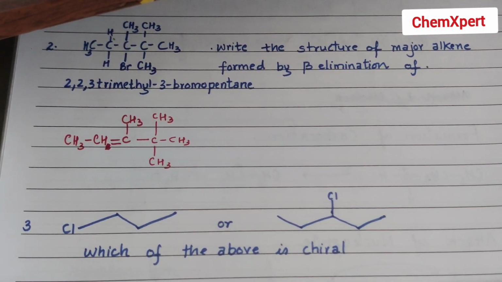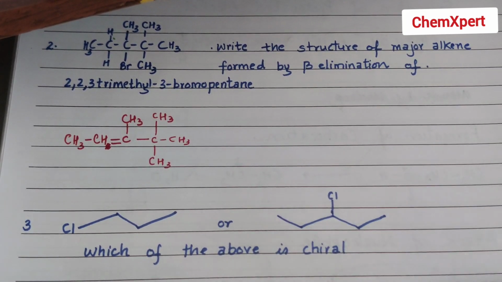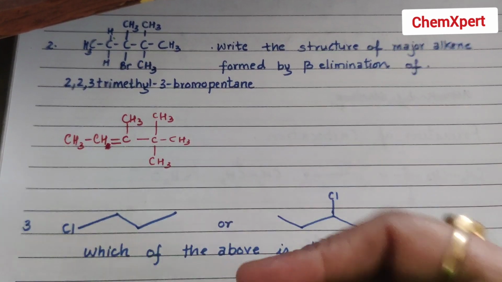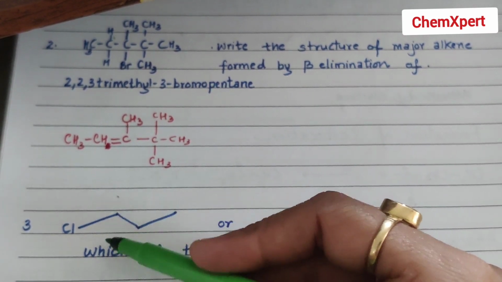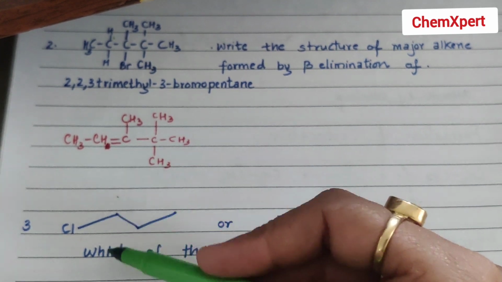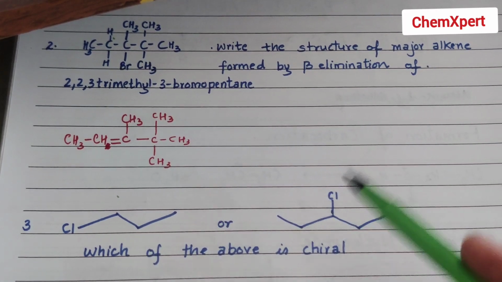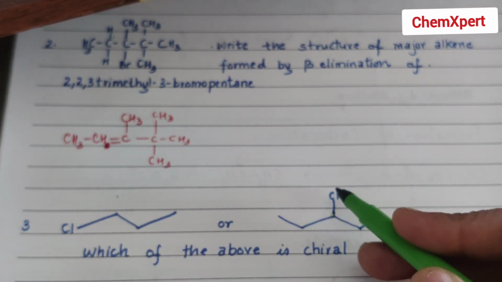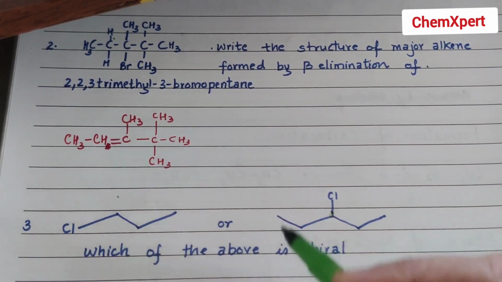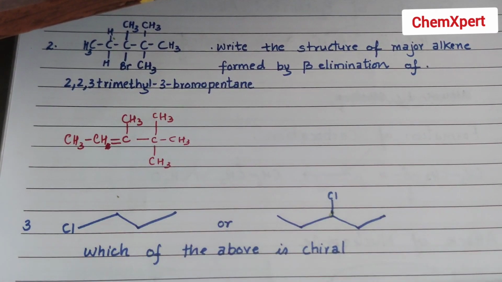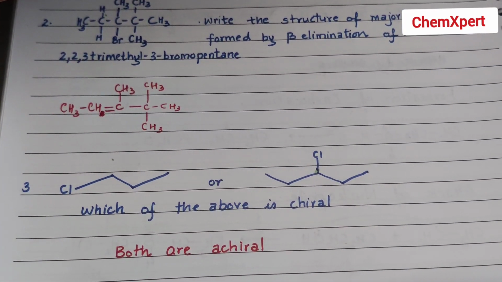Now the next question, where we have to find the chiral carbon. The chiral carbon is the one where all four groups are different. In the first case, if it is for example C with two H, both substituents are the same, so it cannot be chiral; it will be achiral. In this case, the carbon has Cl on the upper side and H on the lower side, but at both sides the same ethyl groups are present, which means both are achiral. So there is no chiral center in these two examples.